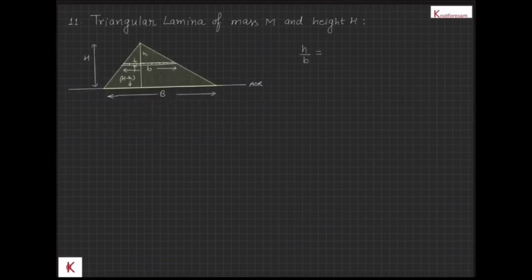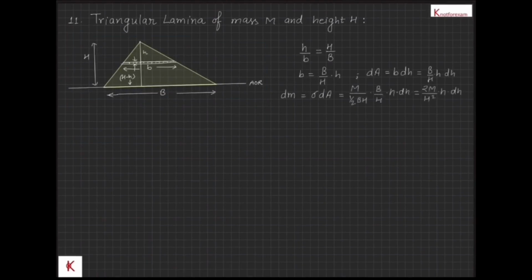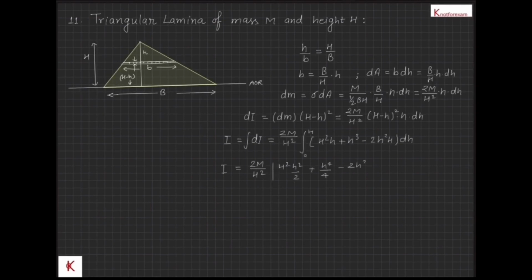Moment of inertia of a triangular lamina of mass m and height h about its base. Take a differential part as a strip parallel to the base at a distance h from the vertex and width dh. Each element of this strip is at a distance H minus h from the axis, and use the property of similar triangles to relate the length of this strip with its distance from the vertex. By integrating dI you will get I equals 1 by 6 m h squared, which depends only on mass and height of the triangle.